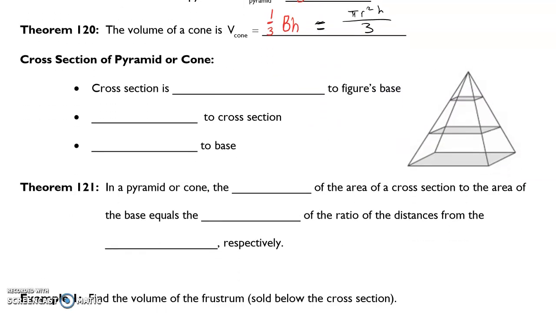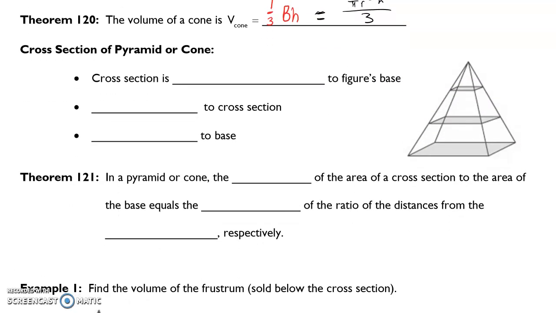Alright, a couple more quick vocab and theorem items before we get into some practice problems. We will be dealing with cross sections again. This time though, when we're talking about the cross section of a pyramid or a cone, it's not congruent to the base. With a prism or a cylinder, the cross section is congruent to the base. Now it's not. It is parallel. Cross sections and base are parallel, but they are similar figures now.